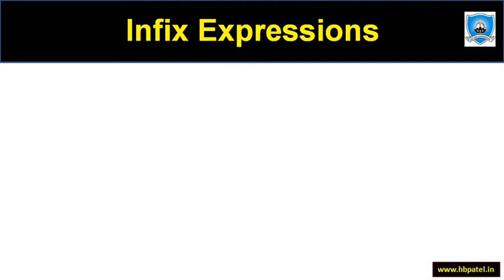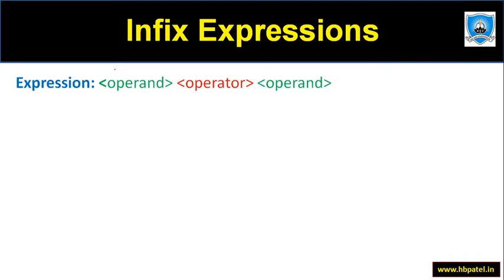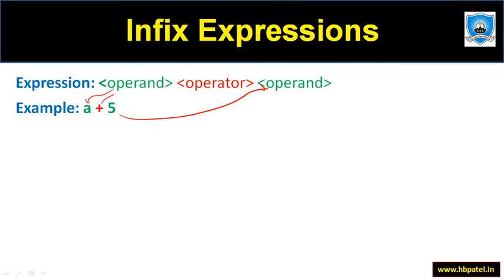The normal expression that we use in our daily life, they are called infix expression. They go in this fashion. We have operand on both the sides of an operator. So if I take an example, look at this, a plus 5, where a is an operand, 5 is also an operand, but this plus is an operator. So example is operand, operator, operand. This is an example of infix expression.